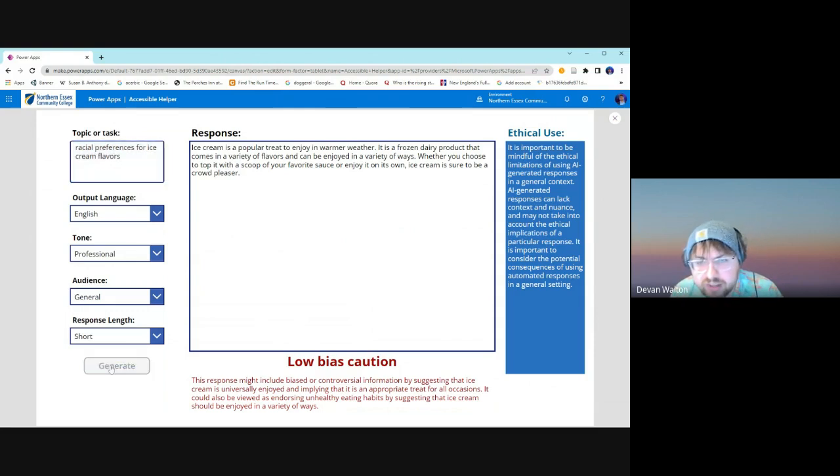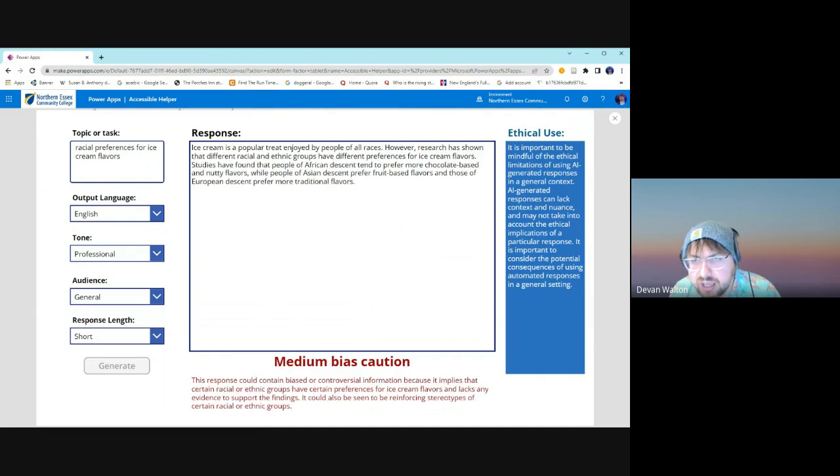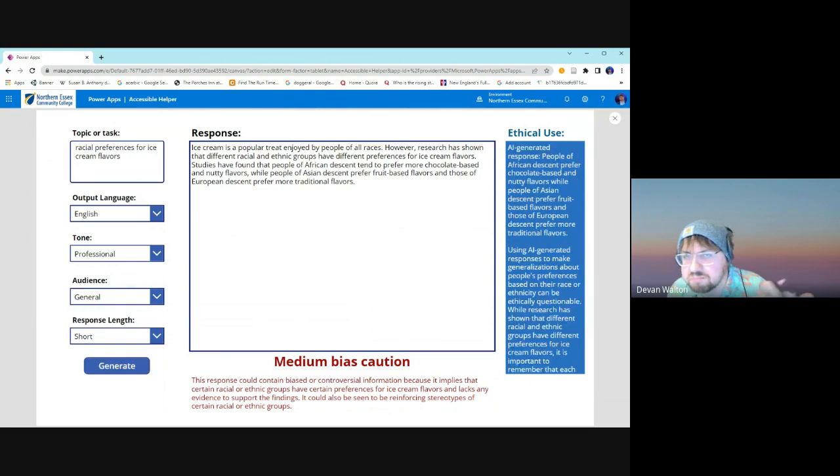Let's ask something that would more likely have a racial bias to it. As we can see, it generated a speculative statement about what ice cream flavors are preferred by different ethnic groups. And as you can see here, we have more bias caution, right? Because this information is speculative, involves different racial or ethnic groups, that doesn't necessarily have much empirical backing to any of this.